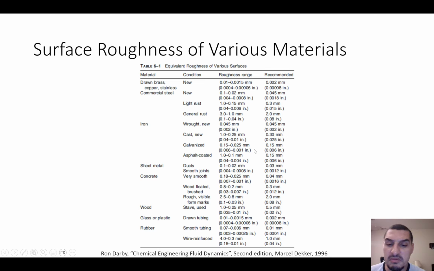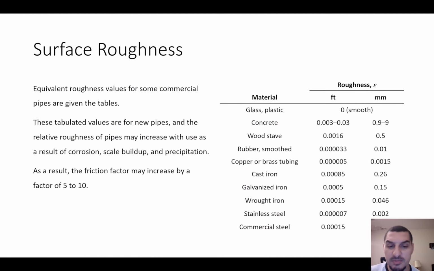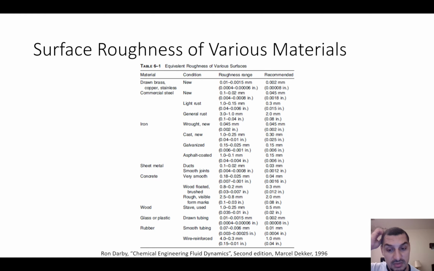So it gives more ranges and more types of materials than the table that I showed you before. This previous table, which you see here, is the one in the textbook, while this table is in another textbook. The name is at the bottom here. It's Ron Darby, Chemical Engineering Fluid Dynamics. So it's already here, so it's useful in case you need it.